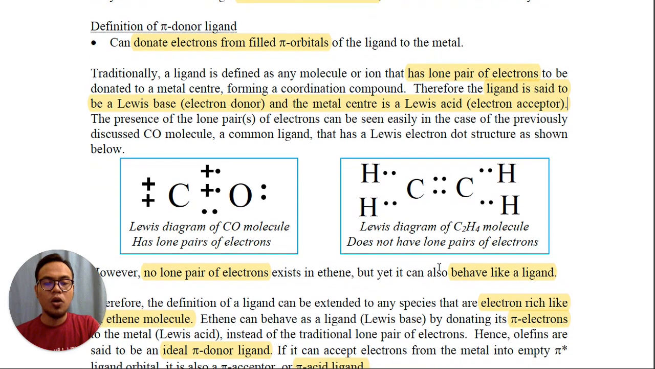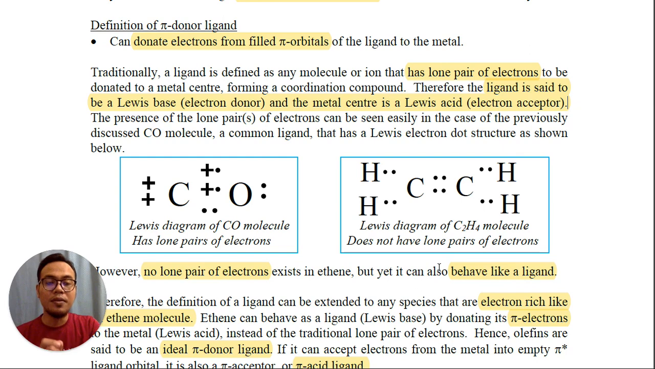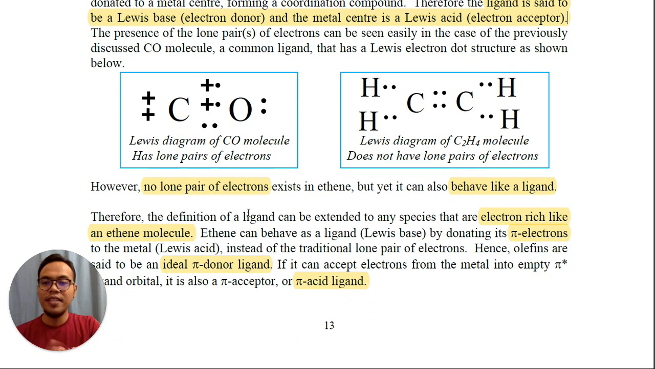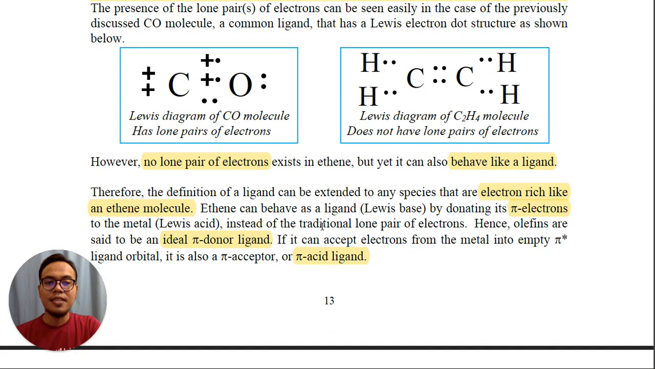But can we still consider olefin as a ligand, even without the presence of a lone pair? The answer is yes, we can. Because the definition of ligand can also be extended to any species that is electron rich, like the ethene molecule. Why is it electron rich? Because ethene has a double bond, and when it has a double bond, it definitely has pi electrons. Those pi electrons are said to be rich, so it can donate these pi electrons to the metal. Those donating the electrons, the electron donors, are said to be Lewis bases, and those receiving the electrons are called Lewis acids.